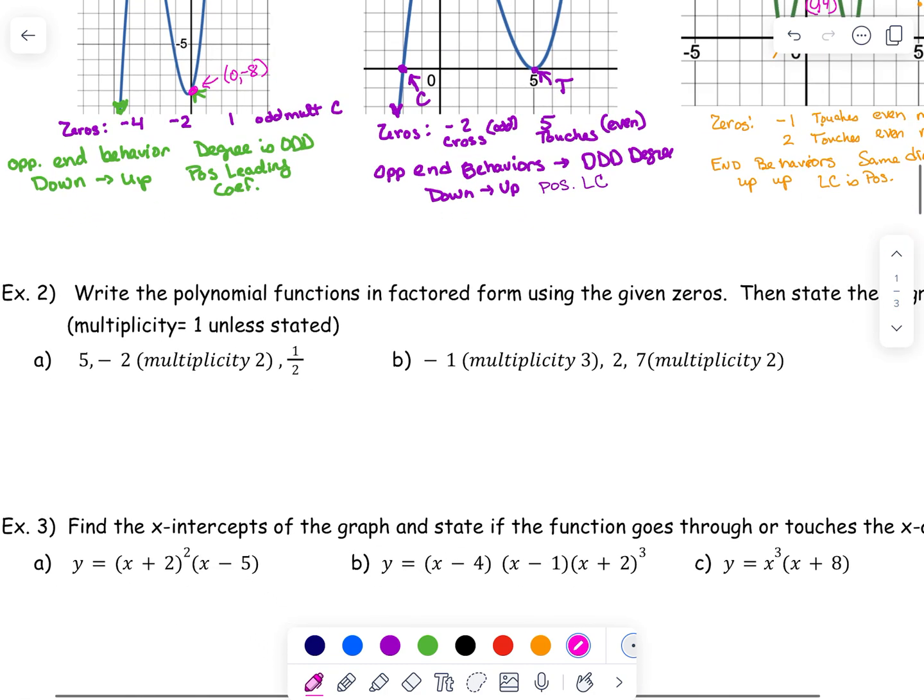Okay, now what we're going to do is we're going to work backwards, right? So we're going to write that polynomial function in factored form, which means don't multiply it out.